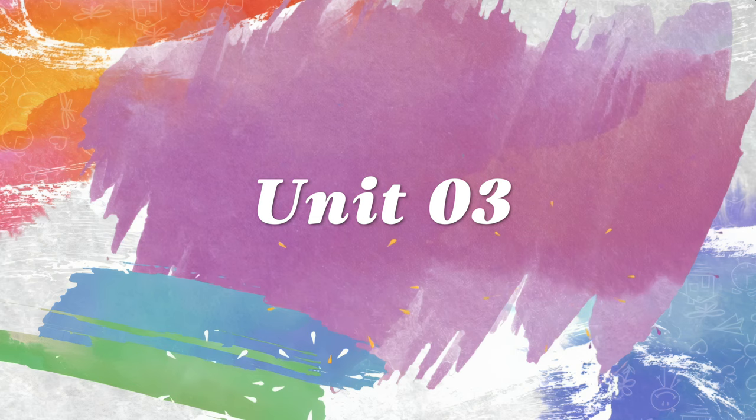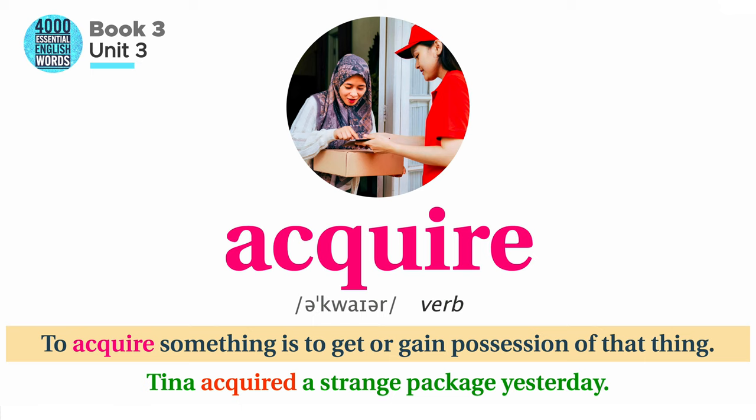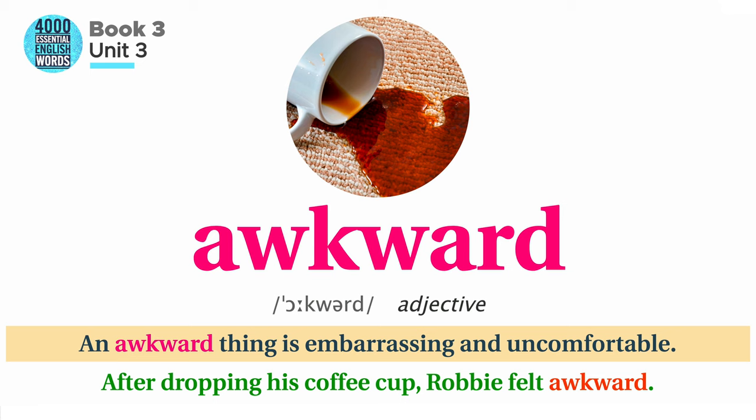Unit 3. Word List. Acquire. To acquire something is to get or gain possession of that thing. Tina acquired a strange package yesterday. Awkward. An awkward thing is embarrassing and uncomfortable. After dropping his coffee cup, Robbie felt awkward.